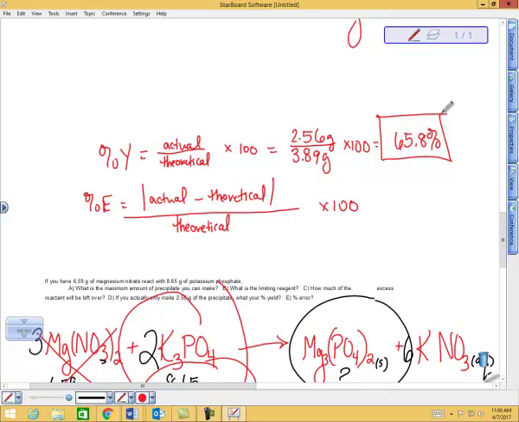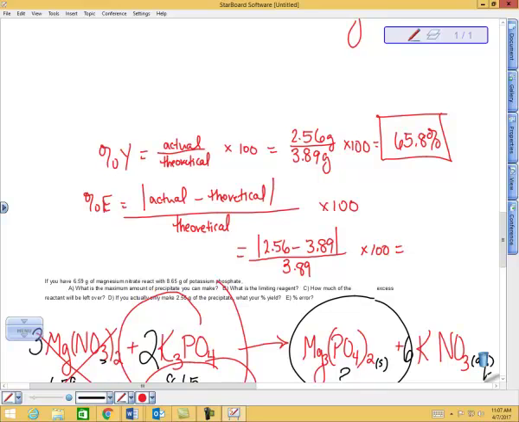All right, let's do the next one. The actual amount was 2.56. The theoretical was 3.89. And you see those absolute value brackets? If you get a negative number, flip it and make it positive. There's literally no such thing as negative percent error. And then times it by 100.